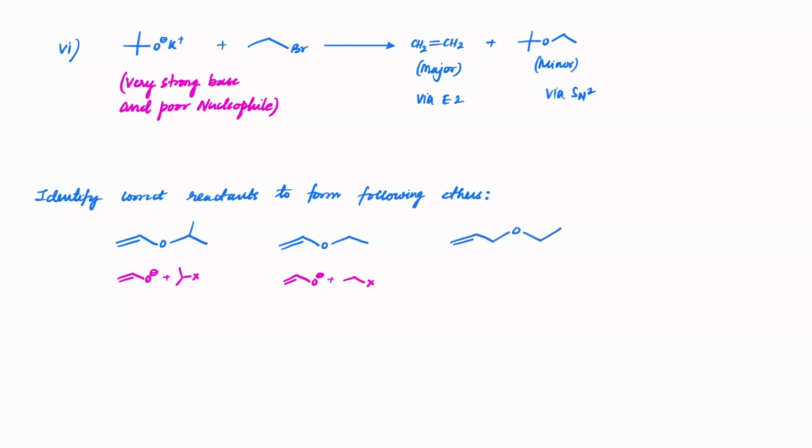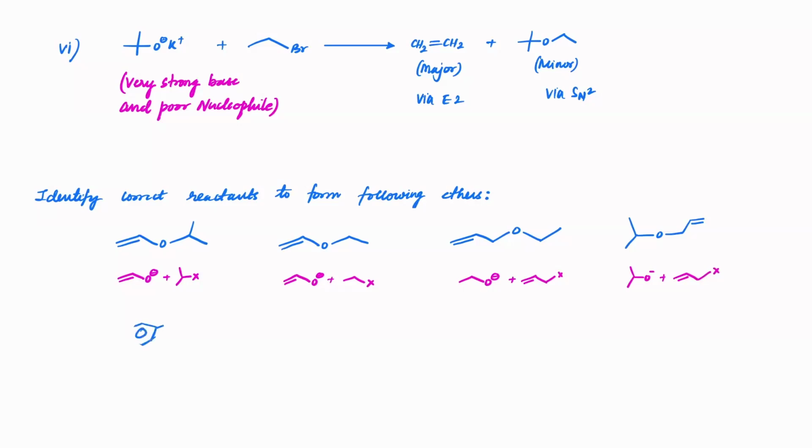Vinyl with, this is allyl and 1 degree. Between allyl and 1 degree, the best reaction is when you take ethoxide and then allyl halide, because allyl halide highly favors SN2 mechanism. And here we will have 2 degree versus allyl. So again, you take this as 2 degree alkoxide, and here you can take this as allyl halide.